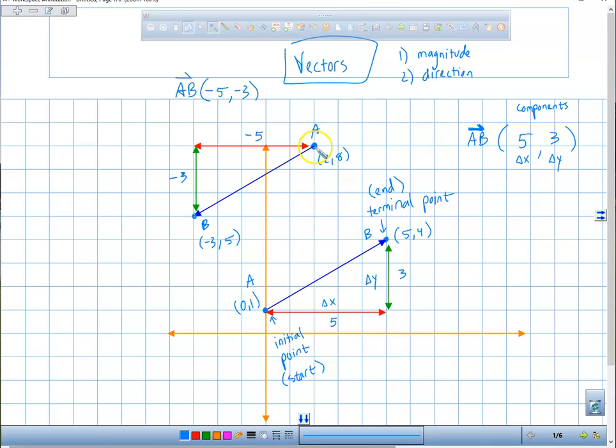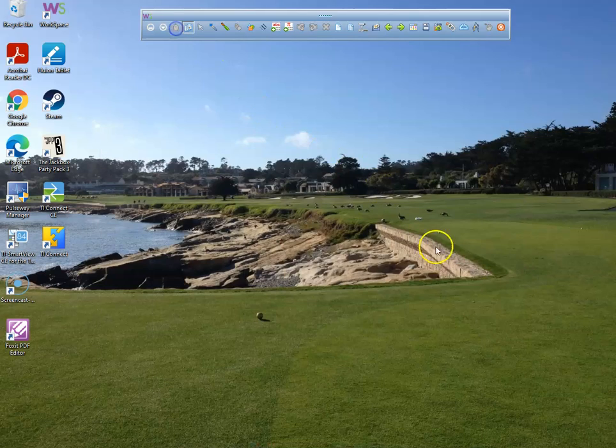But this vector AB has two different components. It's actually going 5 to the left and 3 down. So these components you can see are different because A right here, that is the initial point, and B is now the terminal point.